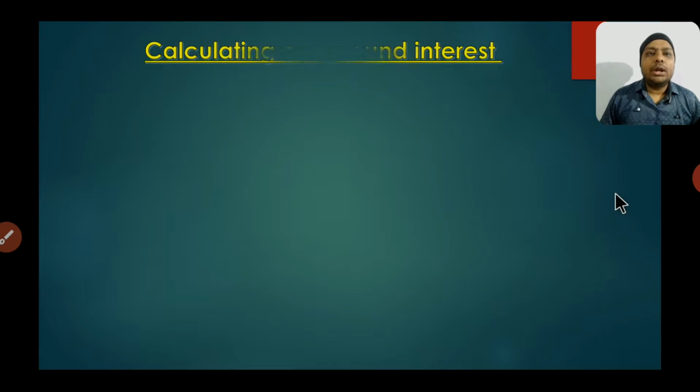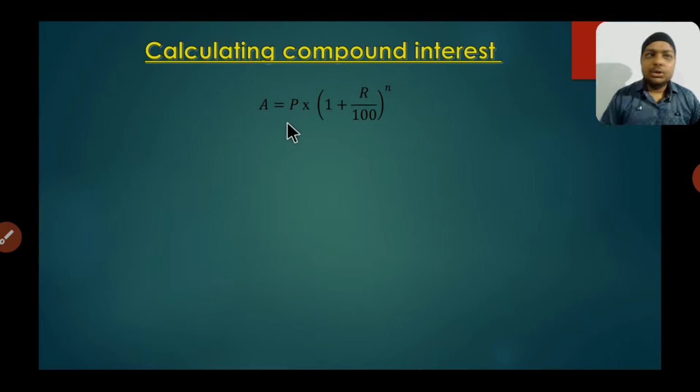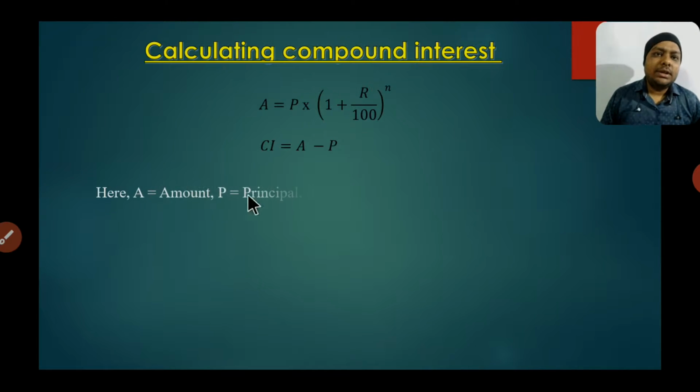To calculate compound interest, we will use one formula, that is A is equal to P into bracket 1 plus R by 100 to the power n. Here A means amount. After finding the amount, we will find CI, and the formula of CI will be A minus P. It means the money which you have given and the money which you have borrowed. If you subtract both values, then you will get the compound interest. Here A is the amount, P is the principal, R is the rate of interest, and n is the time.